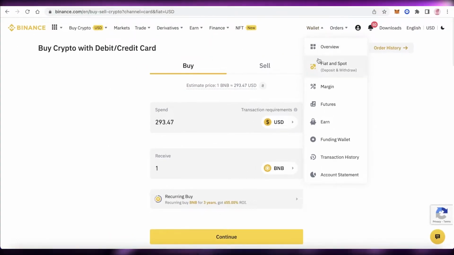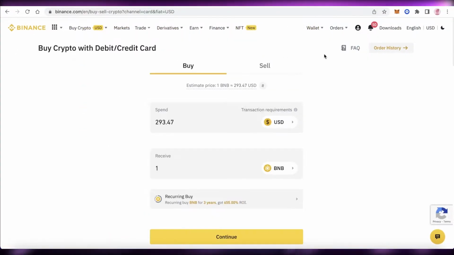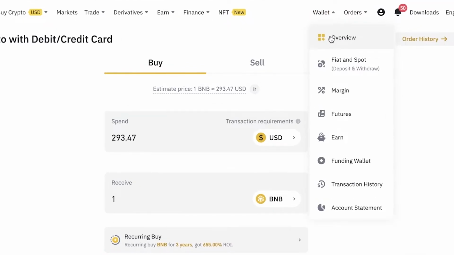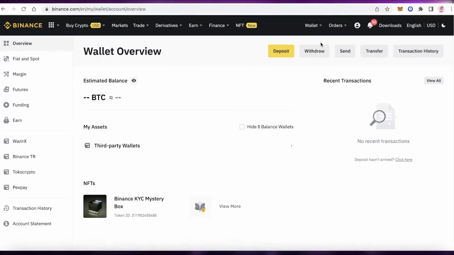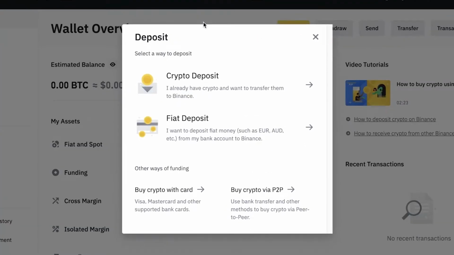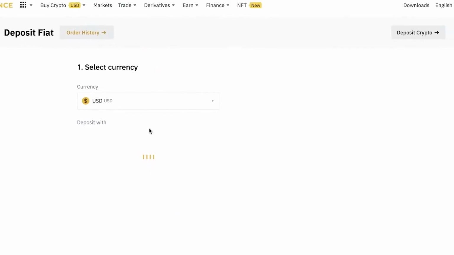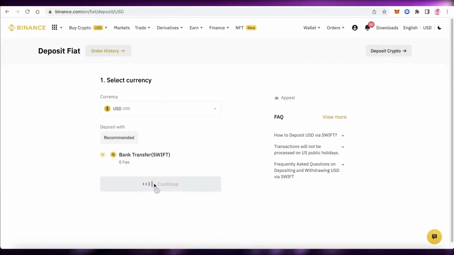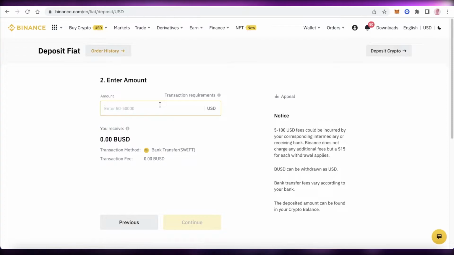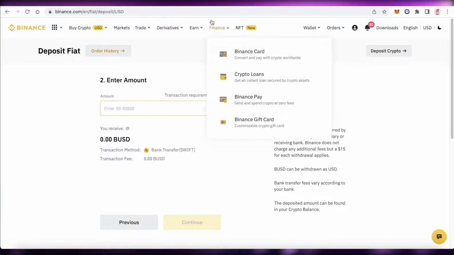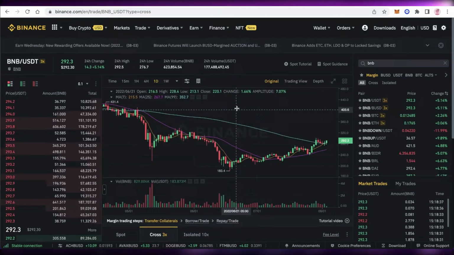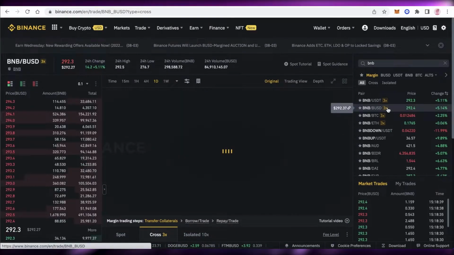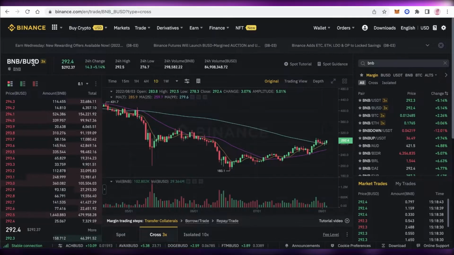Well, for that, you can go into your Binance wallet over here, click on Overview, and click on deposit, and then just deposit some currency and convert it. You're going to click on deposit and click on fiat deposit. And then you're just going to enter the fiat currency that you want, and then click on continue. And then you can enter the amount of BUSD you want to receive. And then you can trade that BUSD for BNB. Now, I'm just going to open up the chart for BNB/BUSD.